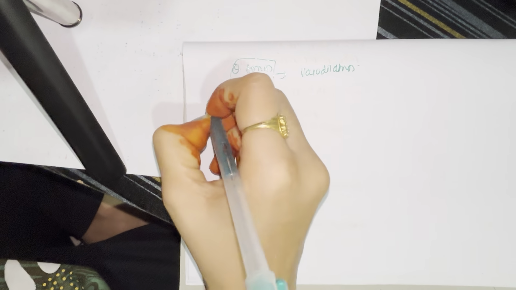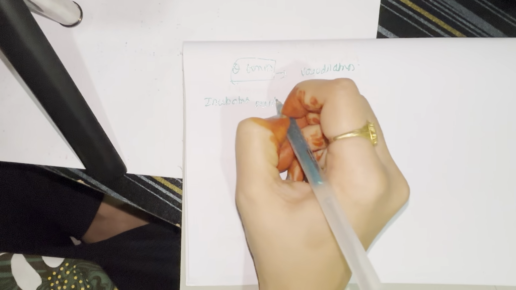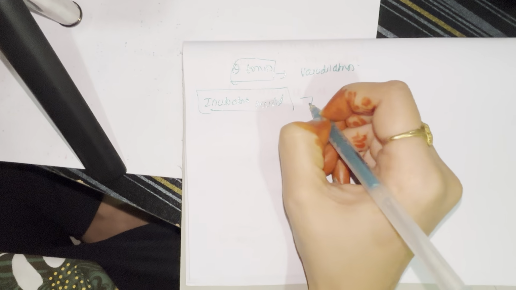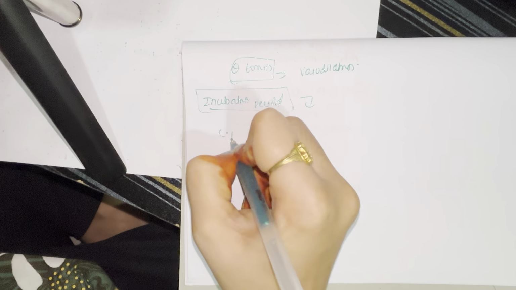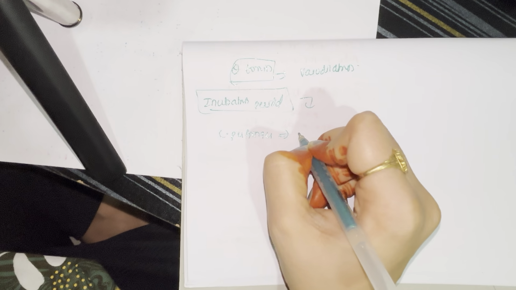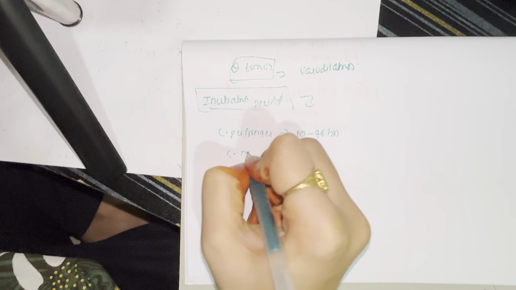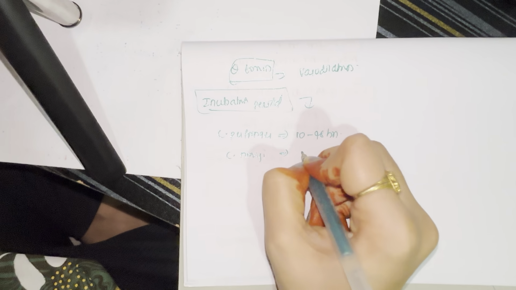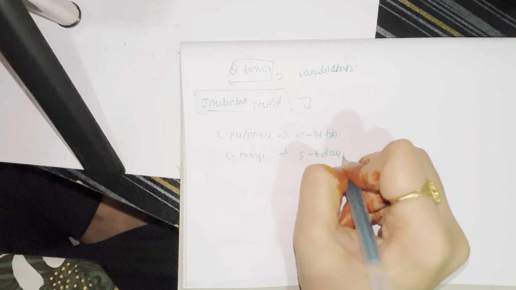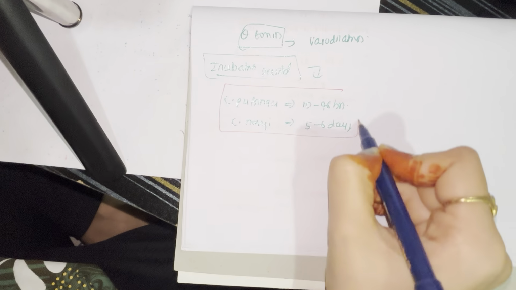Now the clinical manifestations. The incubation period will depend on different organisms. Clostridium perfringens, the main organism, has an incubation period of 10 to 48 hours. Clostridium novyi has an incubation period of 5 to 6 days. Remember these two mainly: Clostridium perfringens and Clostridium novyi.